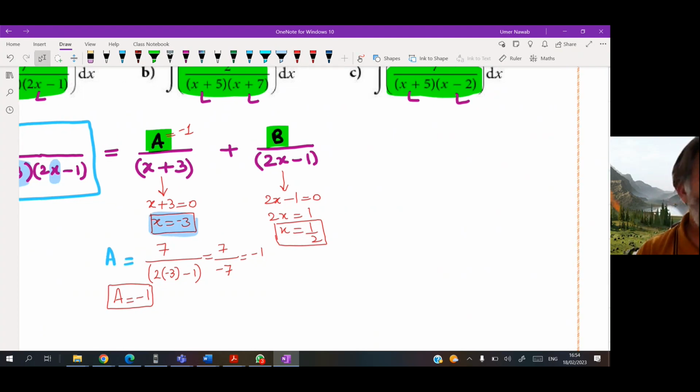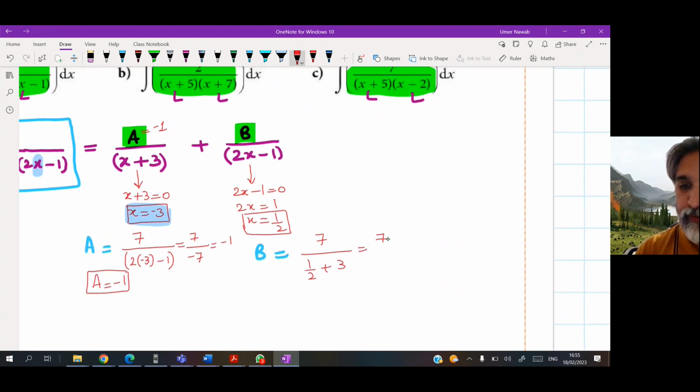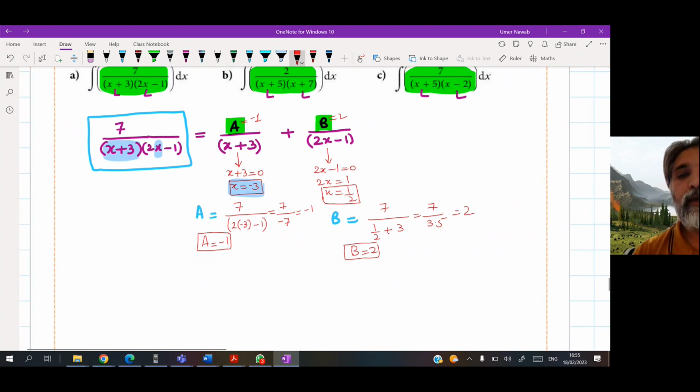Now I have x equal to half. I want to get the value of b. Can you guess what I'm going to do now? I'm going to plug it in x plus 3, not in 2x minus 1, because 2x minus 1 will become 0. So in the place of x, I'm going to put half plus 3. It becomes 7 over 3.5, which is 2. So I got b equal to 2. Bravo. So I got a and b.